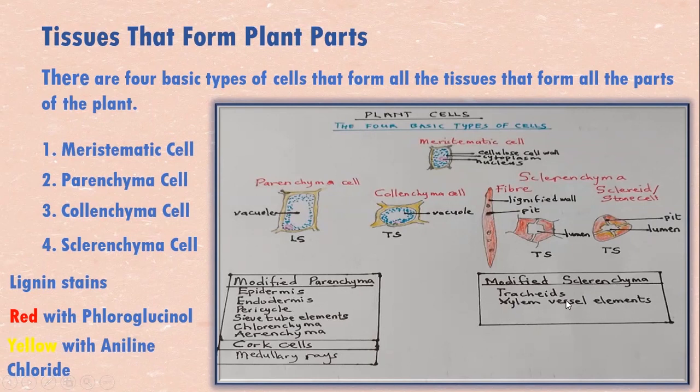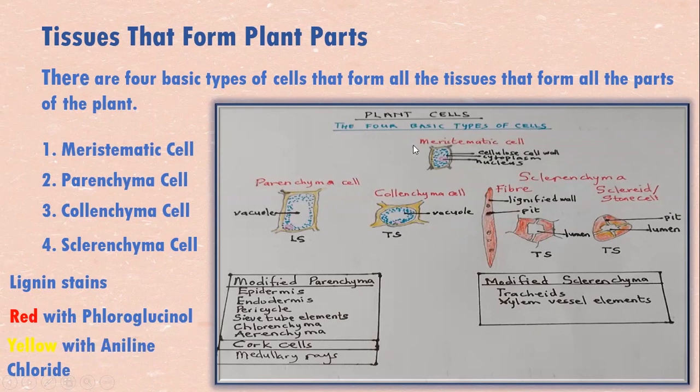and xylem vessel elements. Well, we want to also tell ourselves that lignin, which is the substance that is laid on sclerenchyma cells, stains red with phloroglucinol stain or yellow with aniline chloride. So that when you see slides that are stained red, the red parts are sclerenchyma.